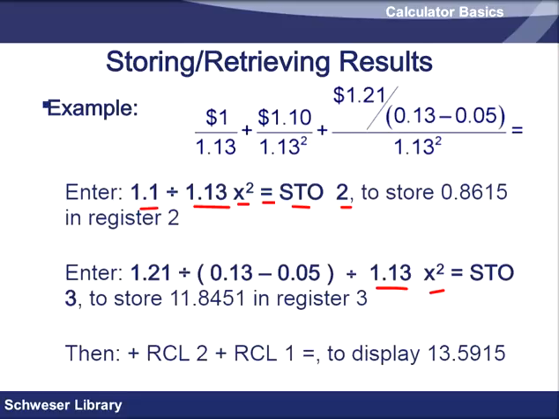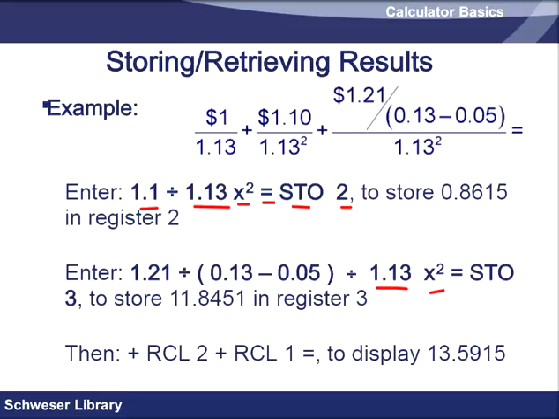Once we've got all these pieces, we've got in our display that third one, 11.8451, displayed even though we've stored it, and then we can just go plus recall 2 plus recall 1 equals, and come up with 13.5915.